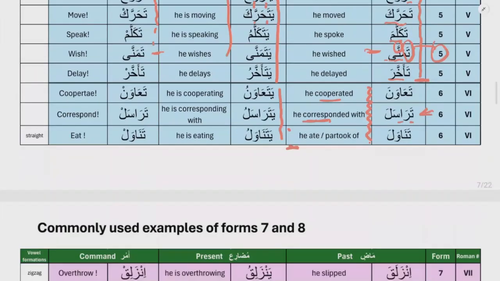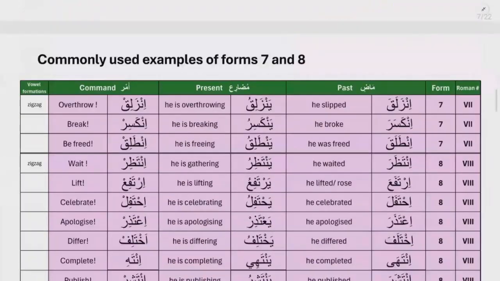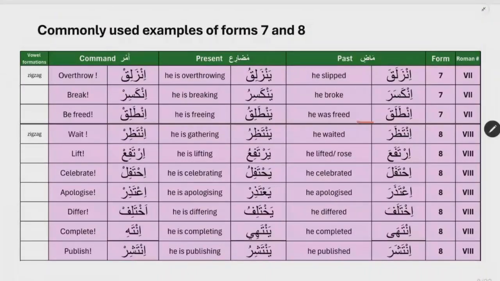Well, and then we look at the remaining groups, 7, 8, 9, and 10. In 7, I've just given you 3 examples. In inzalaka, inkasara, and intalaka, you notice the common feature is the in. The 7th form is the in thing. And yanzaliku and inzalik is the characteristic form. And then we have the form 8, where we have alif and the ta here.